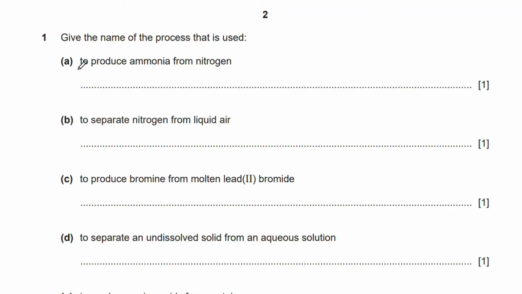Now the first question is, give the name of the process that is used to produce ammonia from nitrogen. Here we all know that this is the Haber's process.